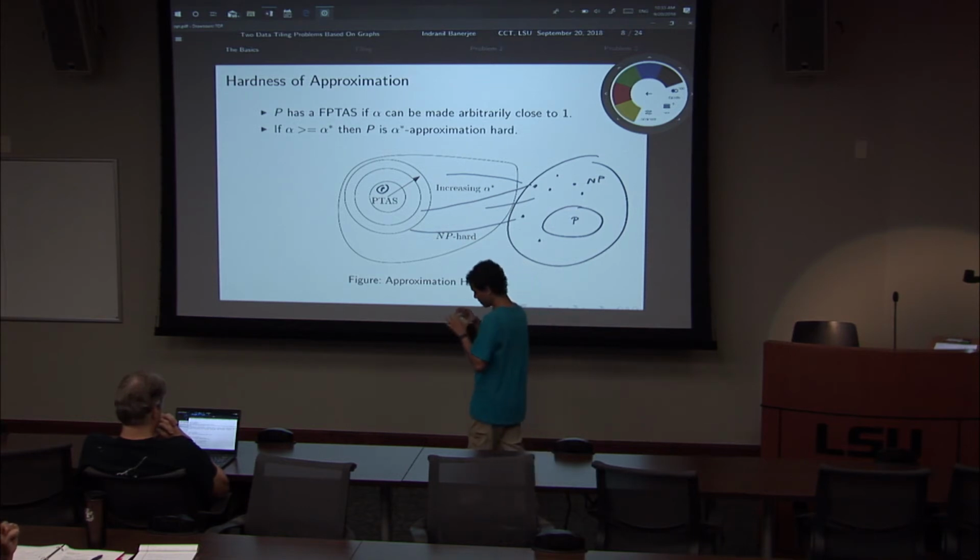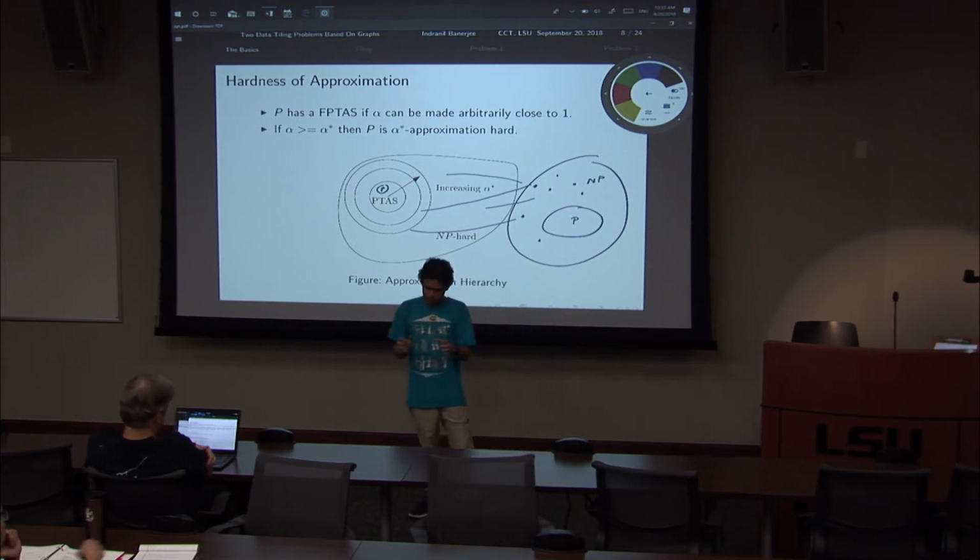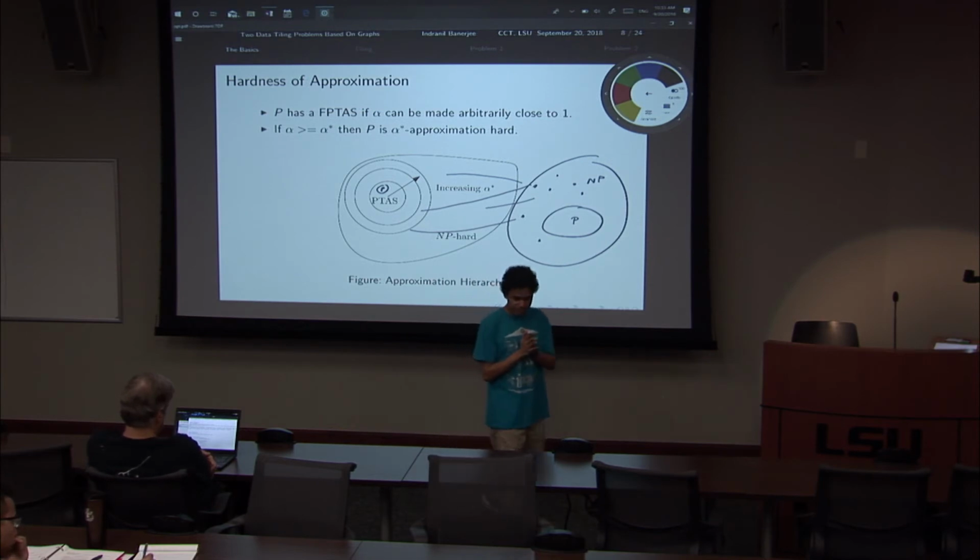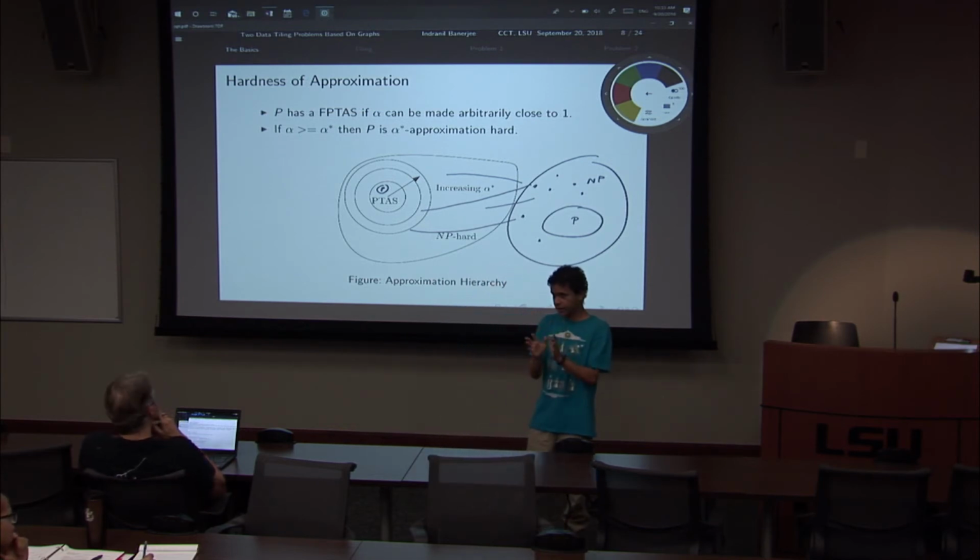That means there's no deterministic polynomial time algorithm that can give you a guaranteed solution within less than alpha-star away from the optimum.